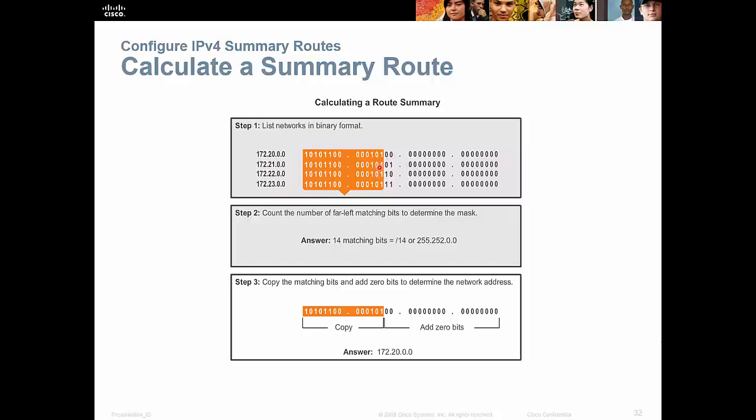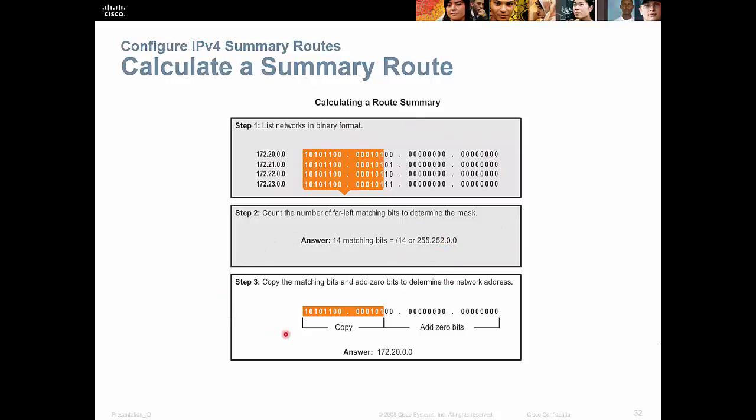So again, we're going to look at where they differ. We're just going to look at the first full octet, and then the first 6 bits of the second octet. If we count all those up, there should be 14. So there's 8 and 6. And since we have 14 bits, it's a /14. So if we calculate that out, the subnet mask should be 255.252.0.0. And that would be the subnet mask of your summarized network.